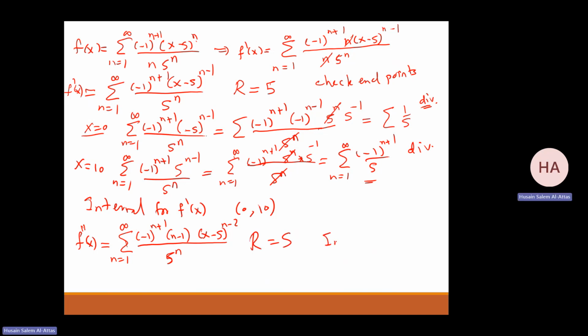And the interval will be 0 to 10 without checking anything. Why? Because as I said, the derivative will make the interval less, will not make it more. I'm talking only about the endpoints. So either they will take endpoints or it will be the same. Since I don't have endpoints for f prime, for sure for f double prime, I will not have endpoints.